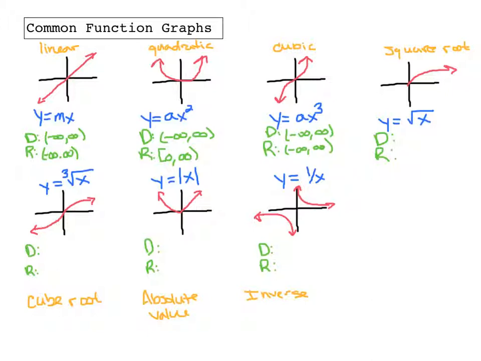Now square root, this is where it starts to get a little iffy. It doesn't go all the way to the left because it stops right about here, right about when x is 0. So that's going to be your domain. It's going to be 0 all the way up to positive infinity. And the range, it doesn't go down all the way, it just goes down to 0, and it goes all the way up to infinity.